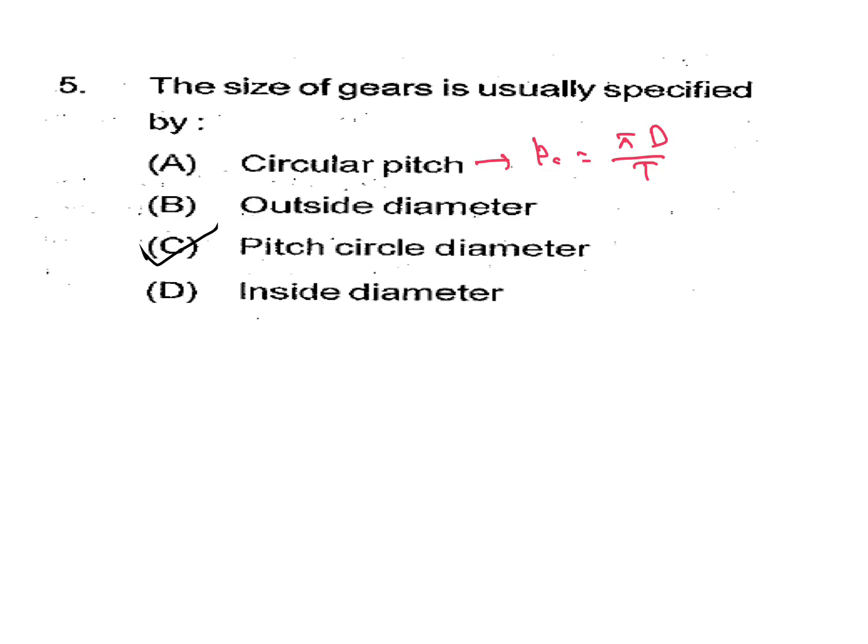And module m equals d by t and diametral pitch is t by d. All three are important. So many times asked in ISRO and IES, and other PSC also they are asking. So this is very important.